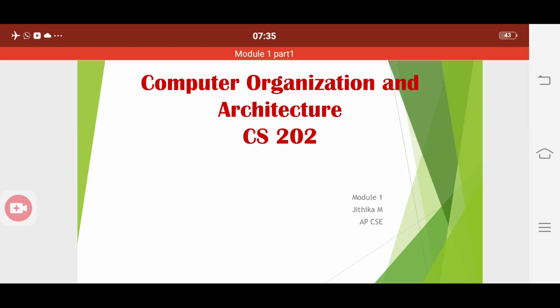Good morning, everyone. Today we will discuss the subject Computer Organization and Architecture, CST 202. In this subject, we are dealing with the organization and architecture of a computer. You have 5 modules. In the first module, the first part is the basic functional units of a computer.